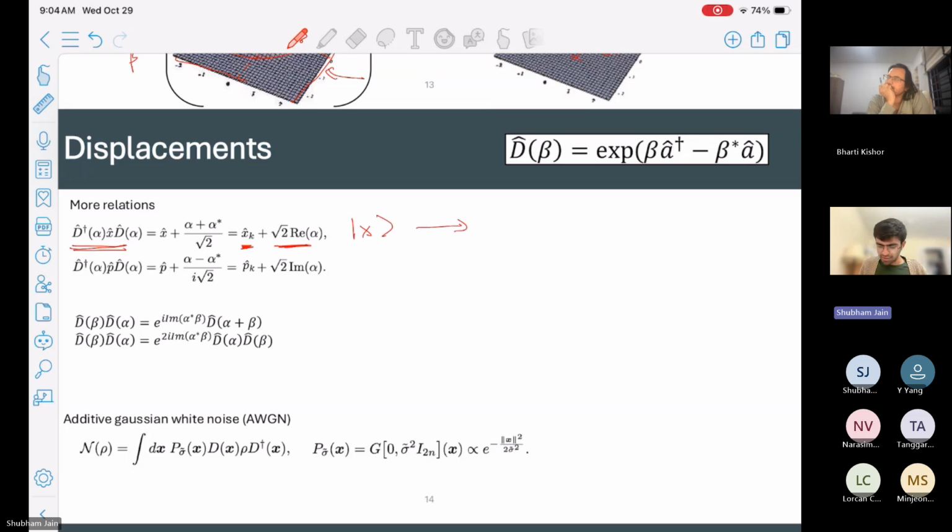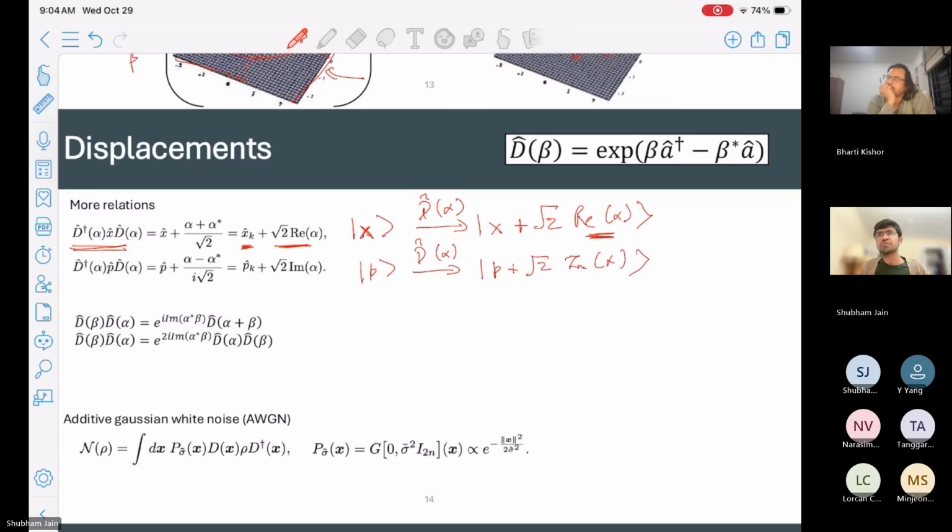So again, the bottom line here would be this. If you started out with the state x in the position basis, then applying a displacement operator would just give you a displacement of this form. So these are just some factors, but the important part is this: the position state is displaced by the real part of alpha. And similarly, the momentum states are displaced by the imaginary part of alpha. So this is the action of the displacement operator on the position and momentum states.